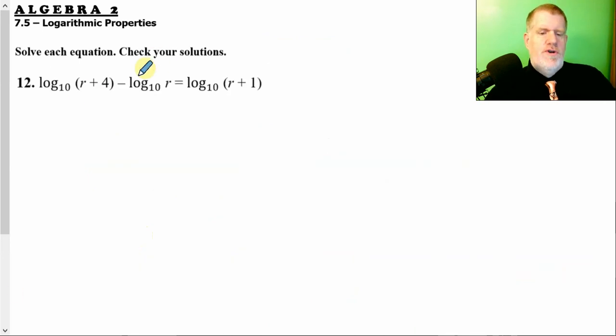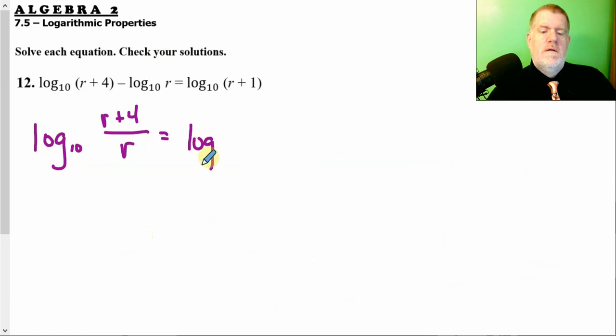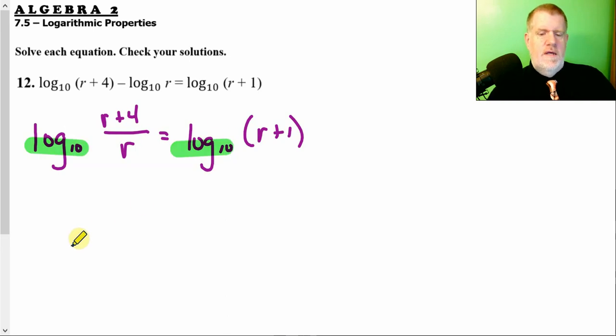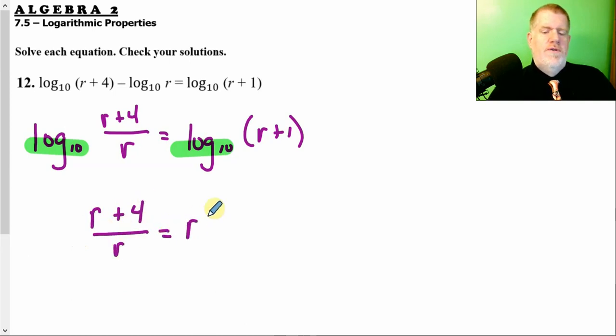Similar, we're subtracting. Now if we subtract, that means we divide. So we've written them as single logs on both sides. So r plus 4 over r equals r plus 1. All right. Well, let's multiply both sides by r. R squared plus r.